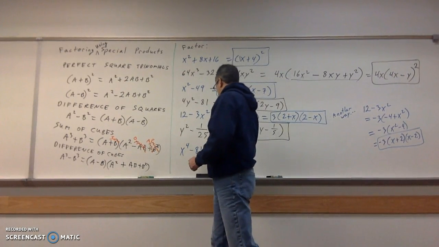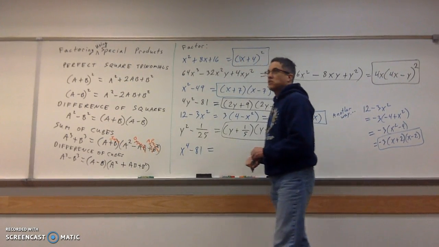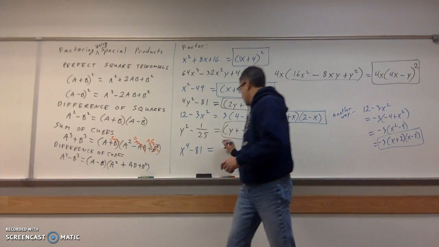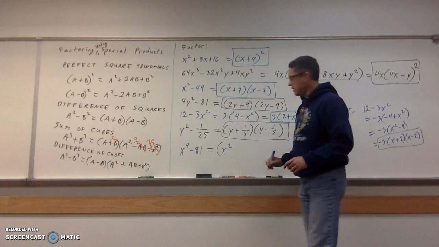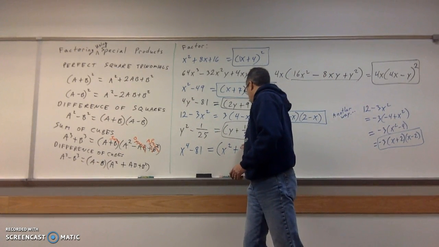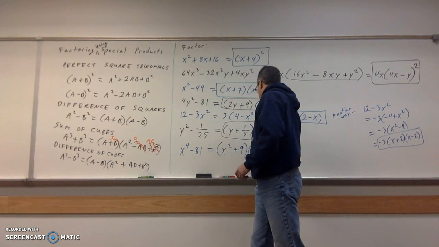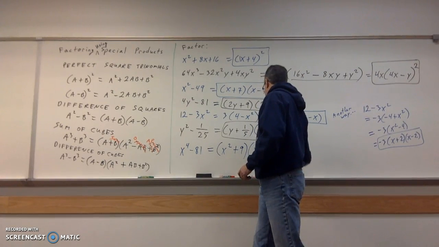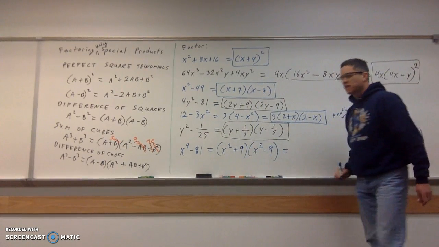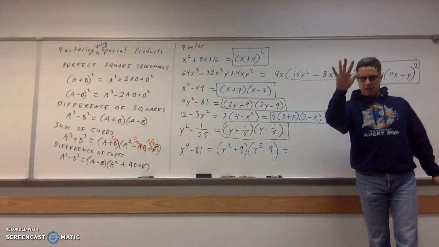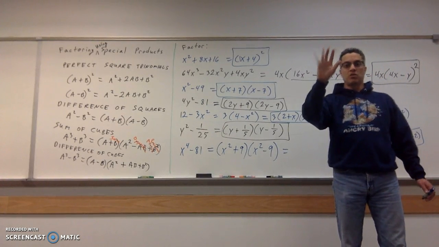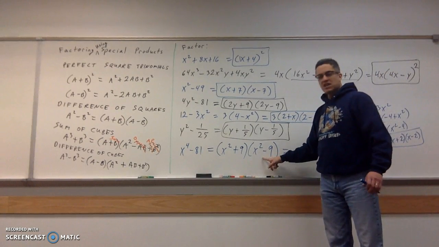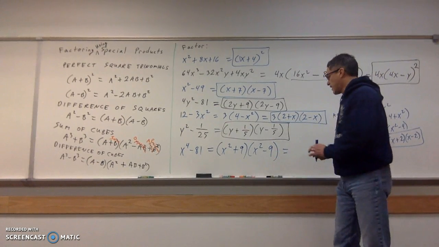This guy's the difference of squares. The square root of x to the 4th is x squared. The square root of 81 is 9. So we're going to go with x squared plus 9 and x squared minus 9. Always factor completely. Okay? I'll be using my pinky rule on this one. This x squared minus 9, it's going to keep factoring.